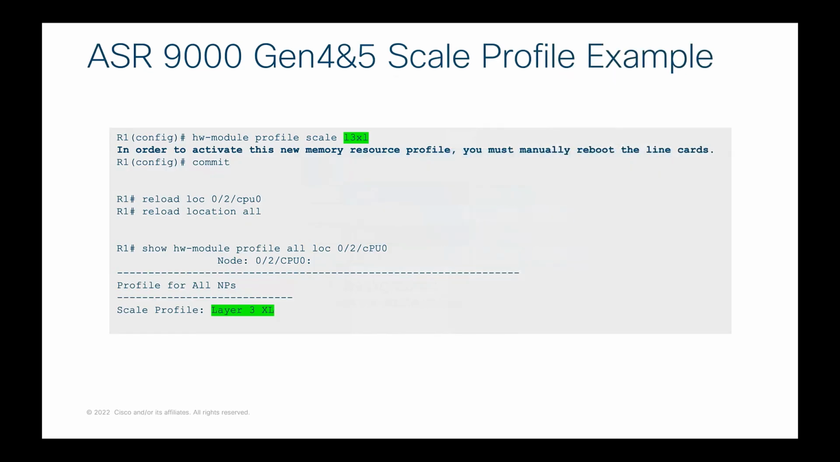Okay, last but not least, I'm giving one generation 4 and 5 scale profile example. You can use hardware-module profile scale l3xl, and the system will automatically remind you that you need to reboot the line card. Once the line card reload has finished, if you use show hardware-module scale profile on that line card, as you see, this new scale profile has been programmed into that line card so that you can support up to 6 million FIB table entries.